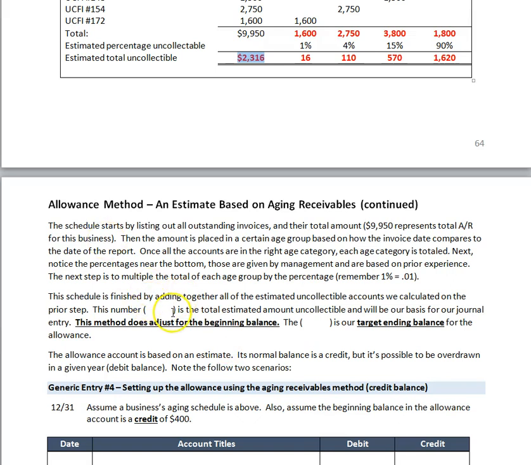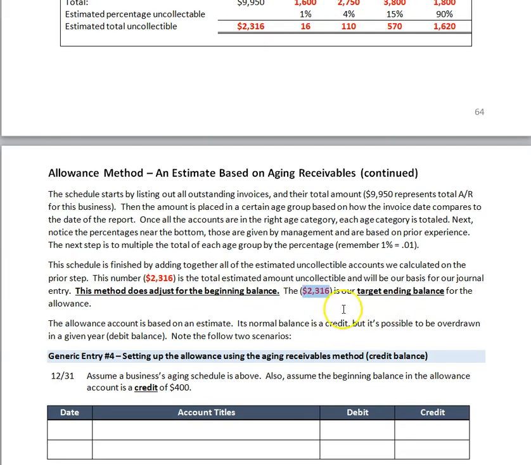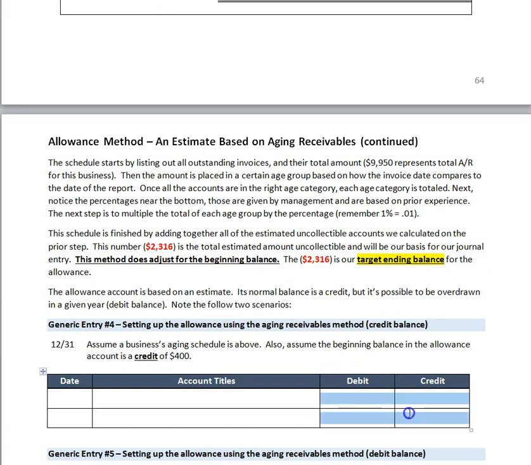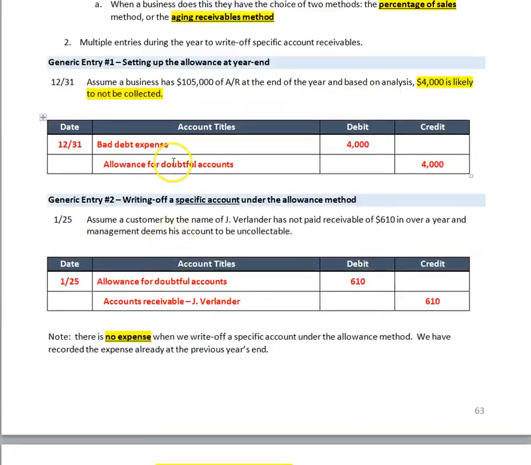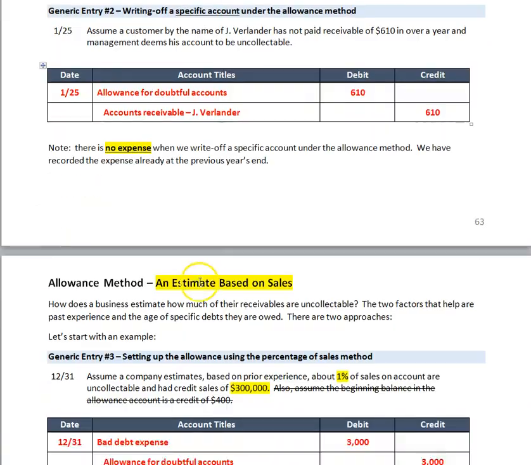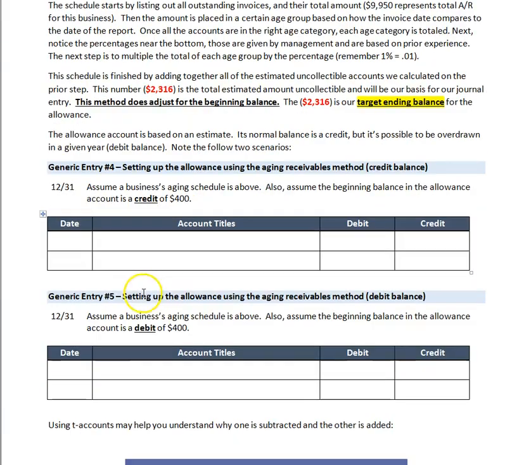Alright. So 2316 is the most important number in that schedule. That's the number that we're going to carry forward. This is our target ending balance. So we're not just simply going to make our journal entry for 2316. We are going to have the same two accounts, right? The same two accounts here to set it up. We're just setting up the allowance. So it is the same two accounts. Again, we're just changing the amount. We're doing a calculation for the amount.